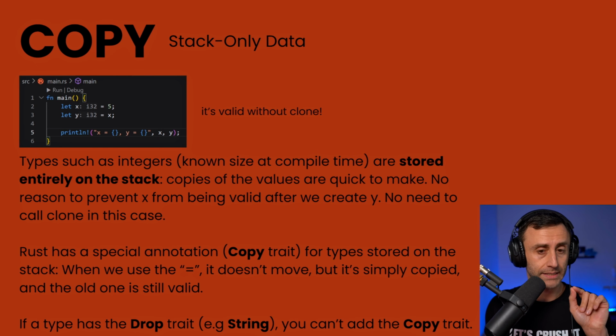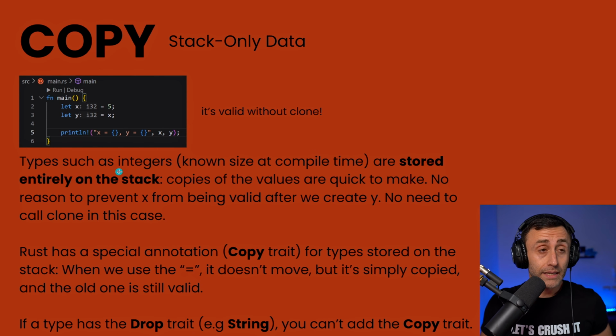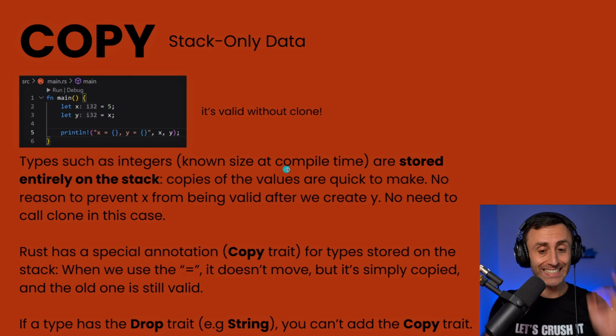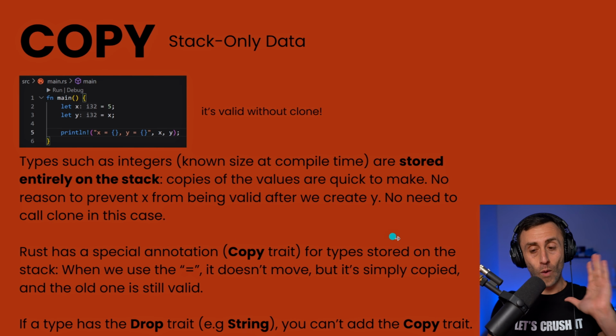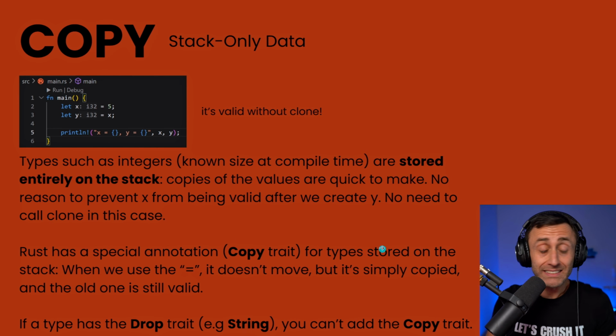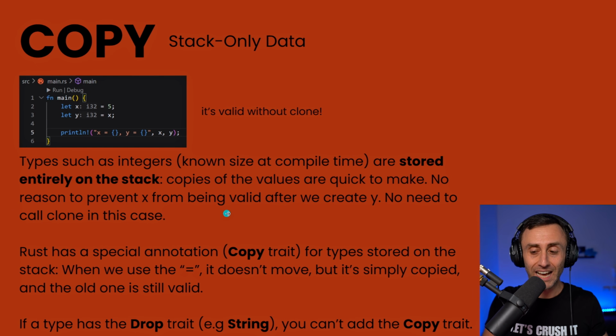In the first example, when we used a number, it was 10. I kindly remind you that types such as integers, with a known size at compile time, are stored entirely on the stack. So when the copies of the values are made, they are very easy to do. And there is no reason to prevent x from being valid after we create y.